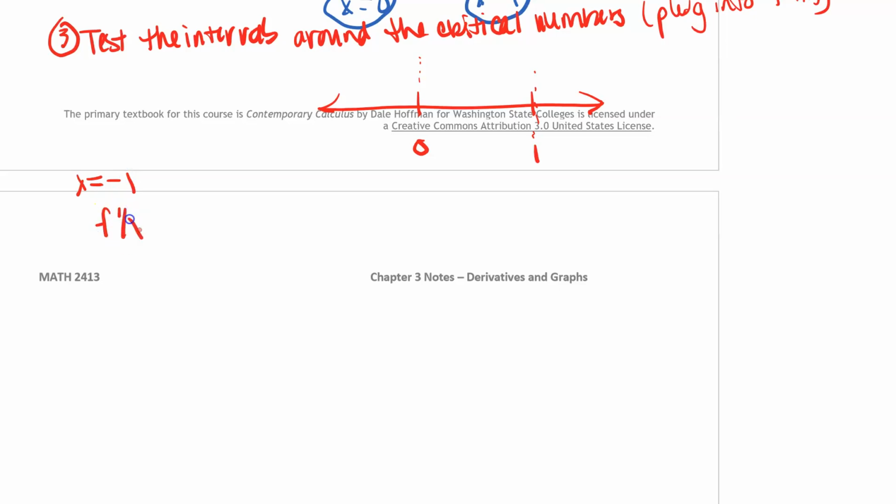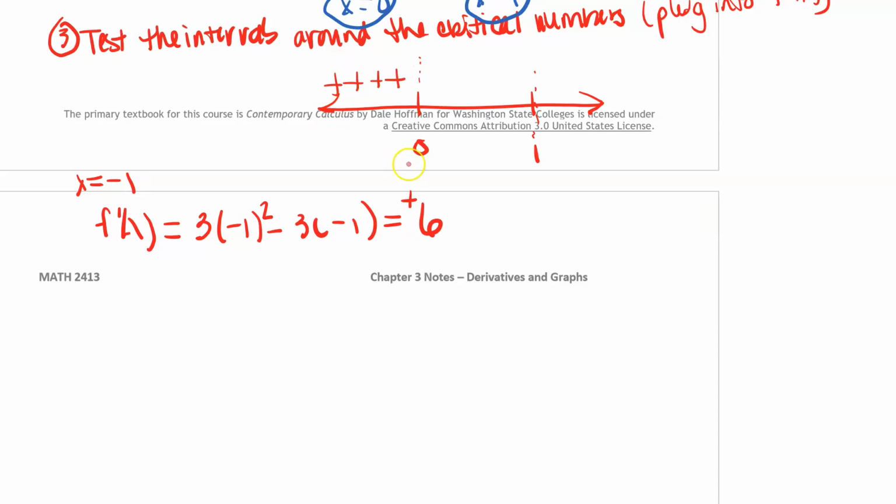I'm going to plug that into my derivative, f prime of -1. When I plug it in, that gives me 3 times -1 squared minus 3 times -1, so a value of 6. Now I am not concerned with it being 6. I'm more concerned that this was a positive number. And so that means I'm going to have positive slopes to the left of 0.